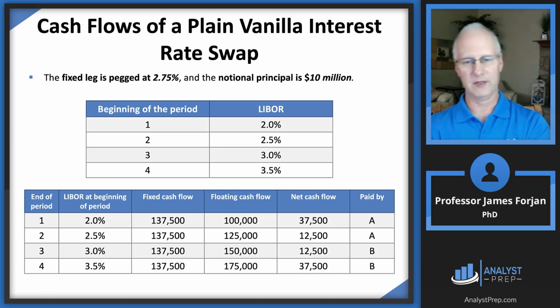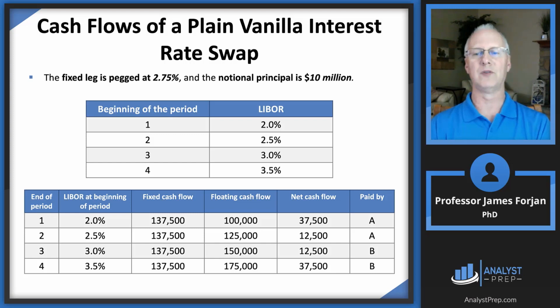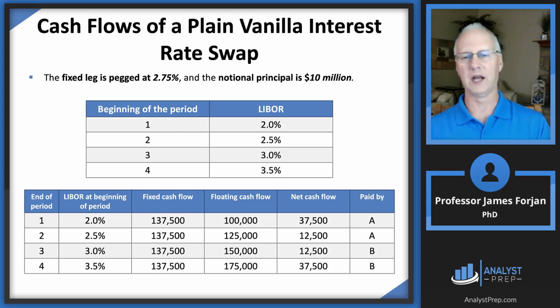All right, so notice that in the early part of this swap, the 137 is greater than the 100, and then it's greater than the 125, and then it's less than the 150 and less than the 175. So note what happens over here in the net cash flow. Bank A has to pay the 37,500 and the 12,500 in those first 2 6-month periods, but then B has to pay the 12,500 and the 37,500 in the following 2 6-month periods. And so just the way the math works here, you can see that A and B kind of break even, so to speak. Forget about the time value of money there.